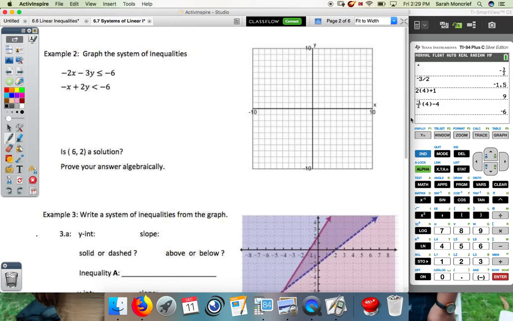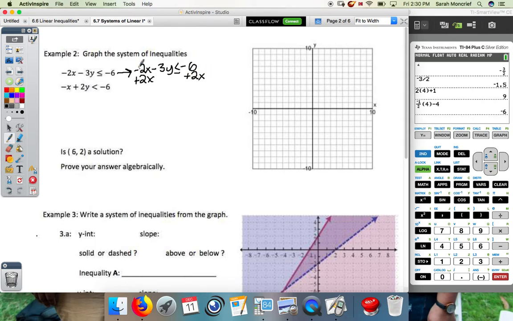Now, do these really look like they're ready to graph? No, remember, in order for them to be ready to graph, they have to have a y by themselves. I normally say set equal to y, but these aren't equal signs. So we have to solve for y in both of them. Let's start with the first one. So we have negative 2x minus 3y is less than or equal to negative 6. Now, what's the first step in getting y alone? We want to get rid of this 2x by adding it to both sides of the inequality.